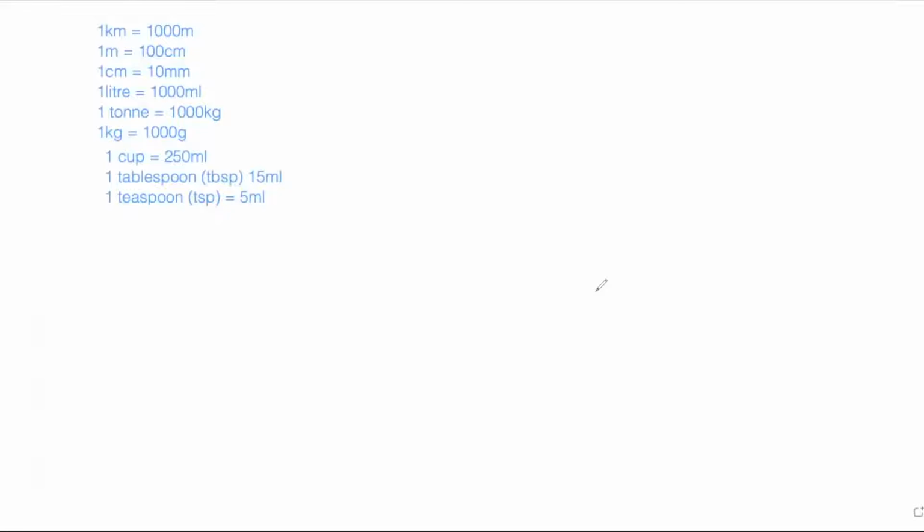The first unit, or the first chapter, for maths literacy is measurement, conversions, time, and temperature. For conversions, the most important thing that I think you need to know is the conversion factors. You need to know that 1 kilometer is 1,000 meters, because you won't be able to convert without knowing that. You need to know that 1 meter is 100 centimeters and 1 centimeter is 10 millimeters.